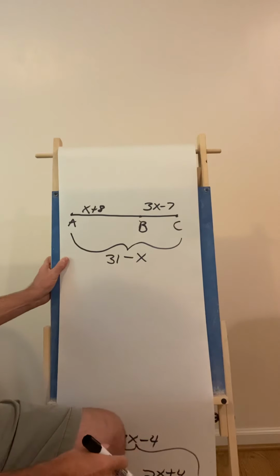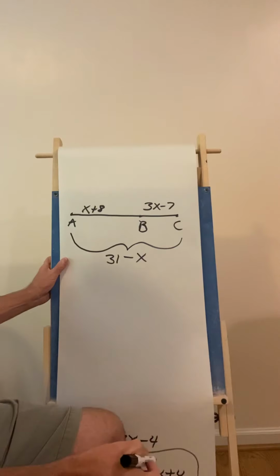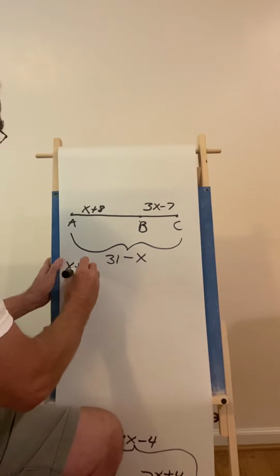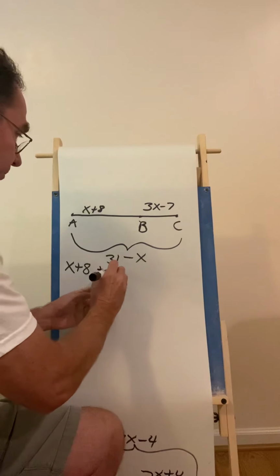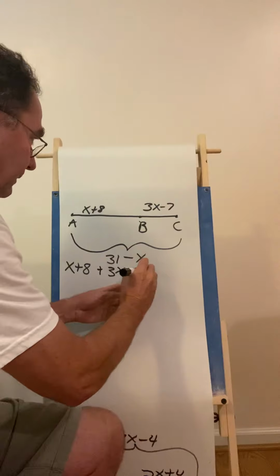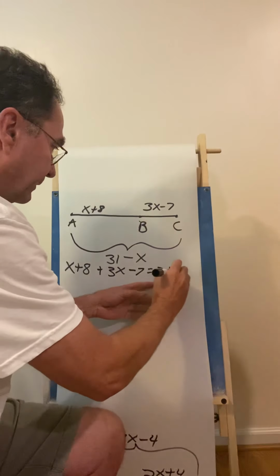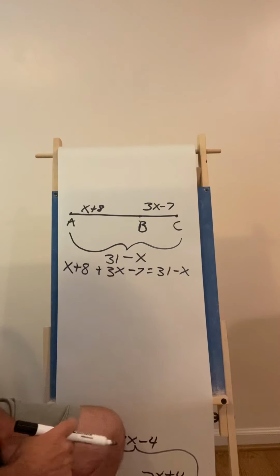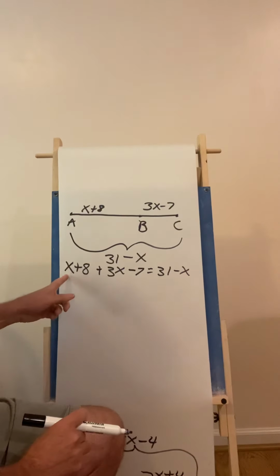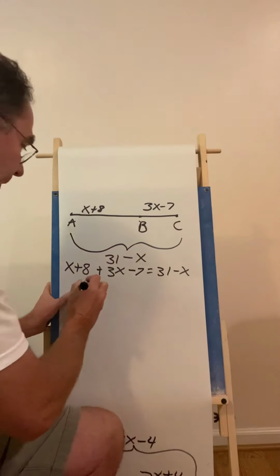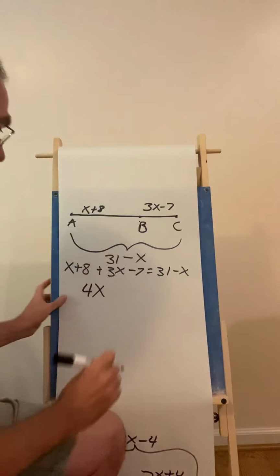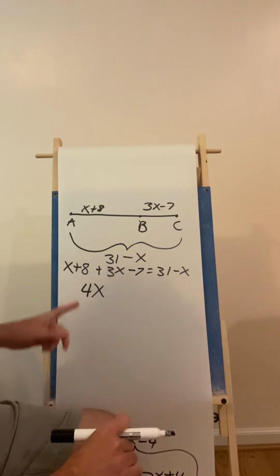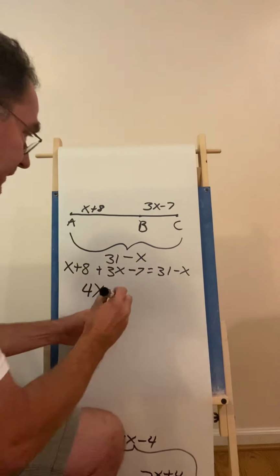All these problems you've seen are probably set up the same way. You take the two parts and it equals the whole. So it's going to be x plus 8 plus 3x minus 7 is going to equal 31 minus x. Okay, no parentheses again. Let's start combining like terms. 1x and 3x is 4x. 8 minus 7, that's what combining like terms means. Just do what it says. 8 minus 7 is 1.